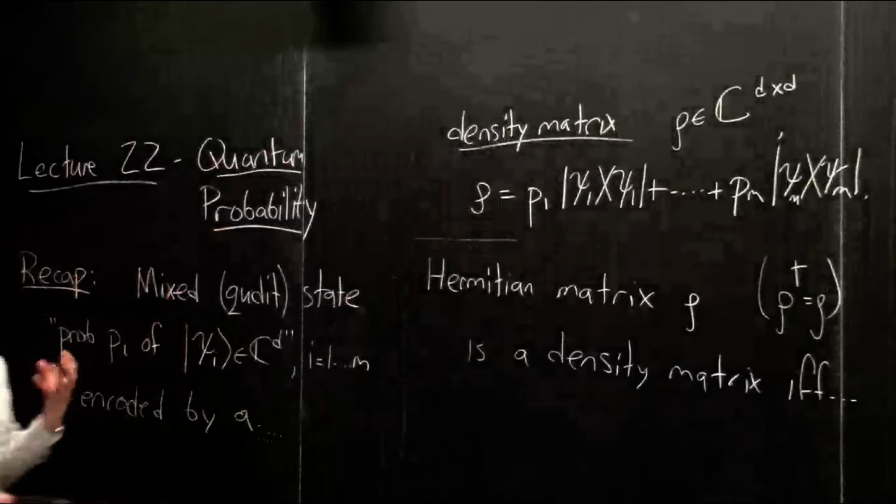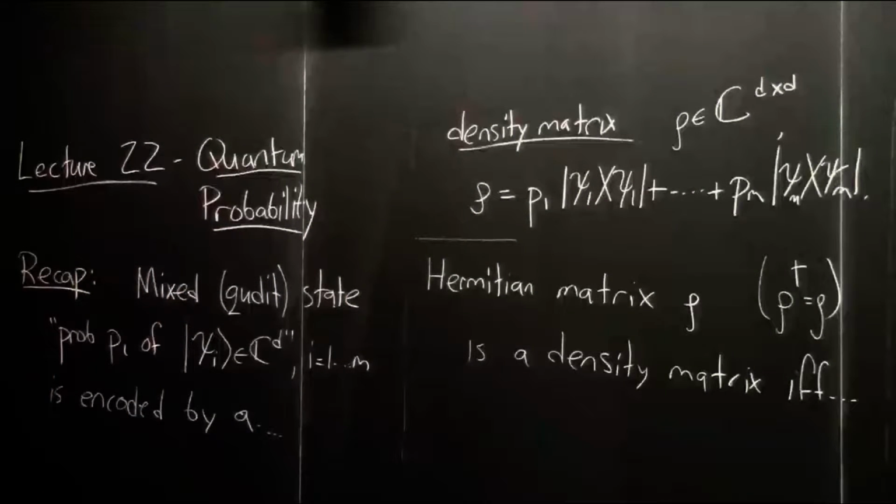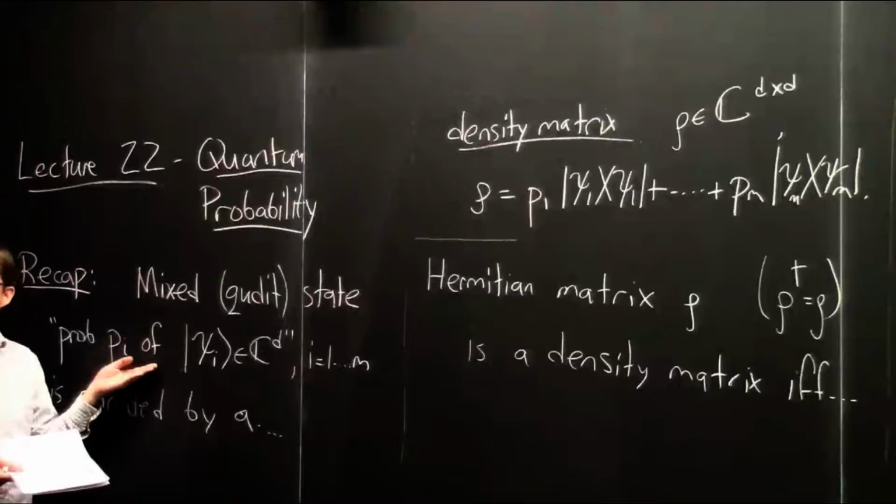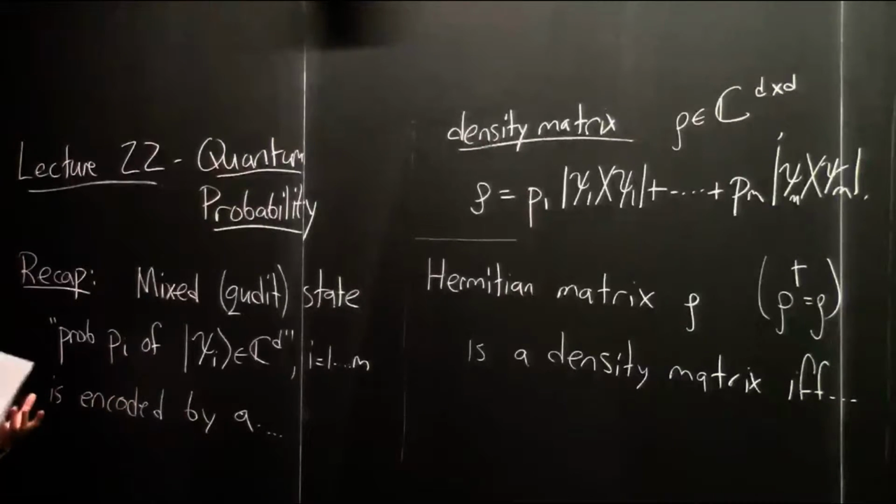And as we saw, this matrix rho contains all the information you need in order to understand every possible measurement of this probability distribution on states. And therefore, we just take it as defining the quantum state.